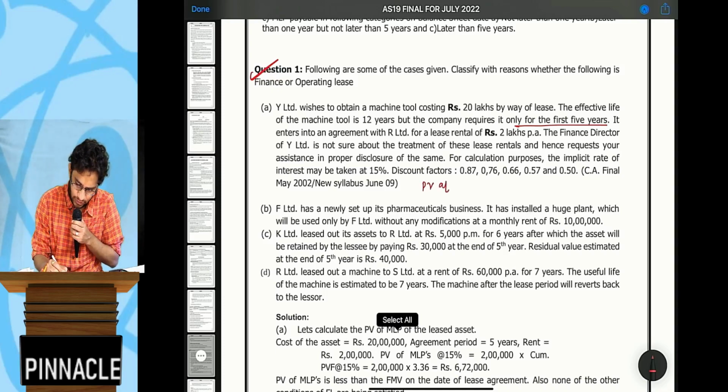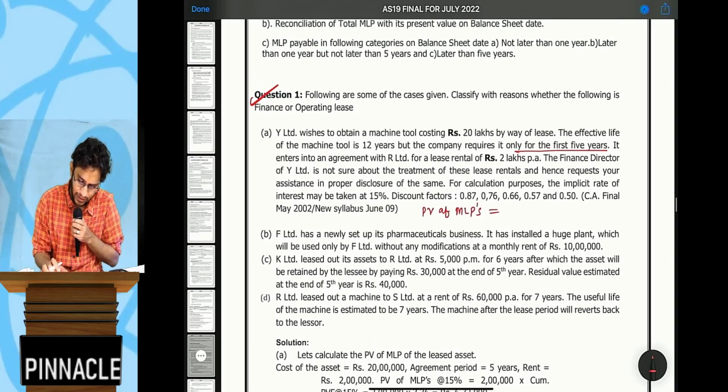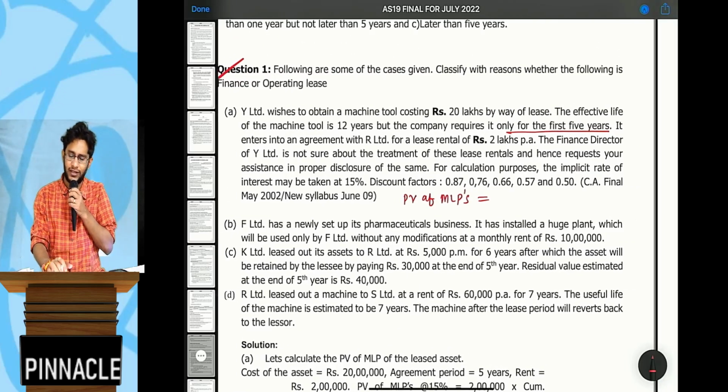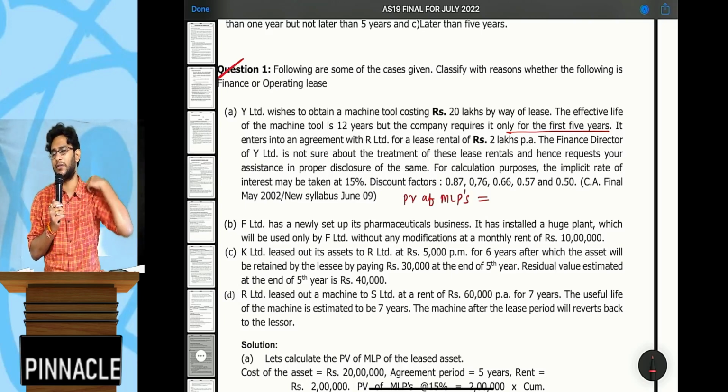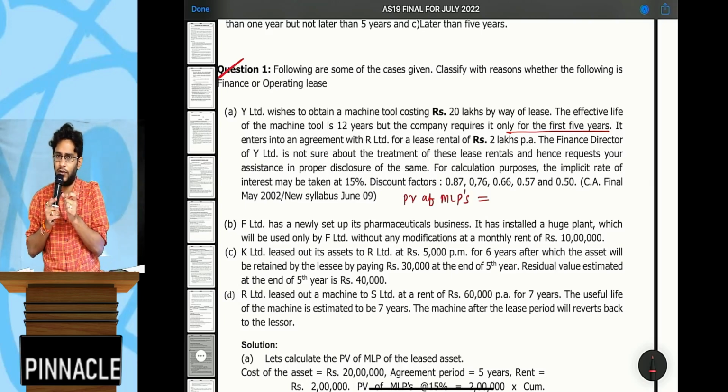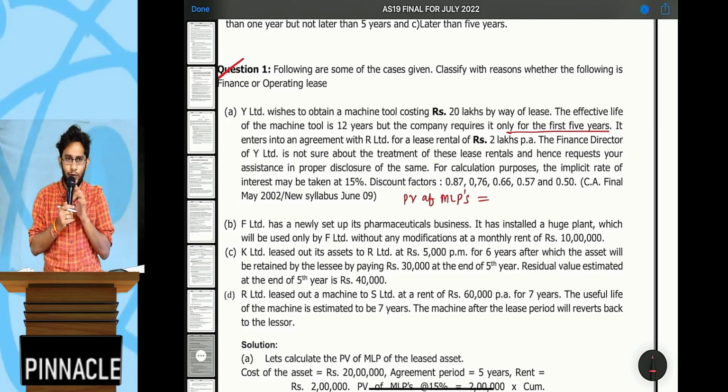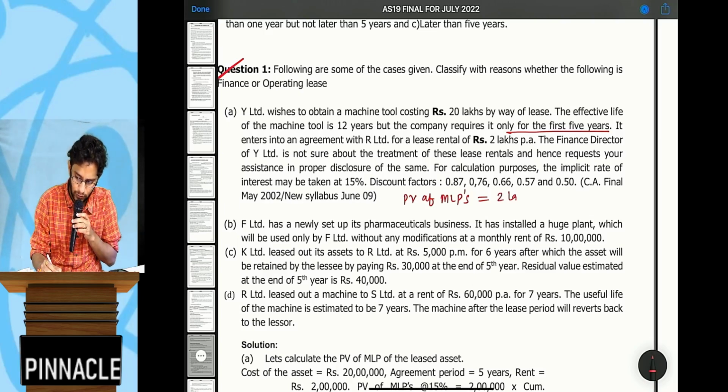The PV answer is not given, so you have to work it out. Watch here, the PV of MLPs. How many years do you have to pay lease rent, sir? 5 years. 5 years of the same lease rent, right? If it is the same lease rent for 5 years, is that an annuity cash flow? First year, second year, third year, fourth year, fifth year, annuity. The present value formula for an annuity cash flow is cash flow into PVIFA. So take 2 lakhs and multiply it with PVIFA. What is the rate given? 15% up to 5 years.